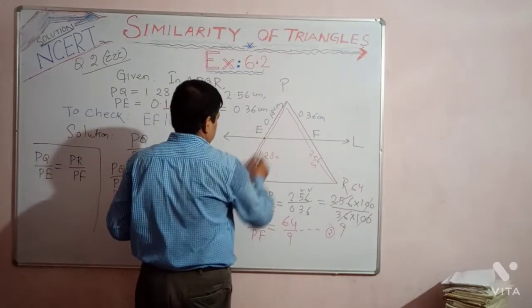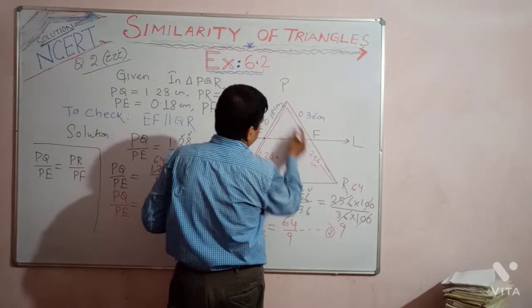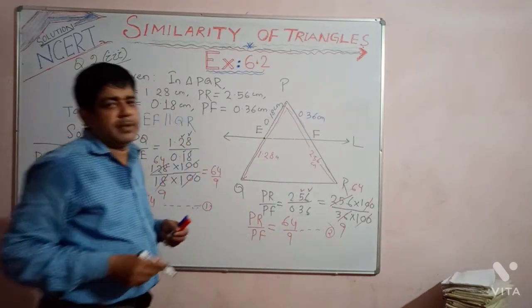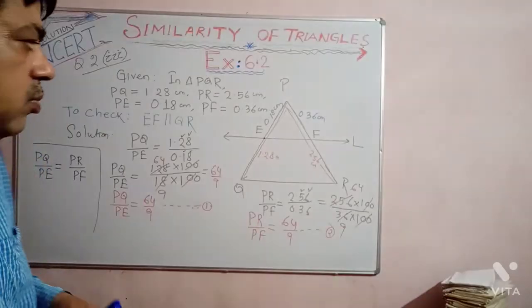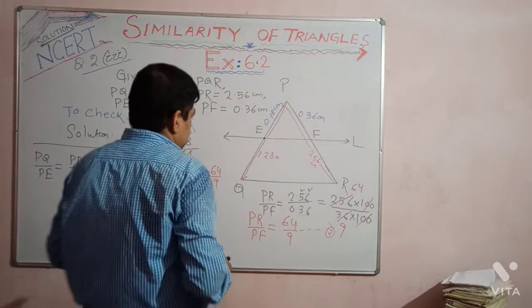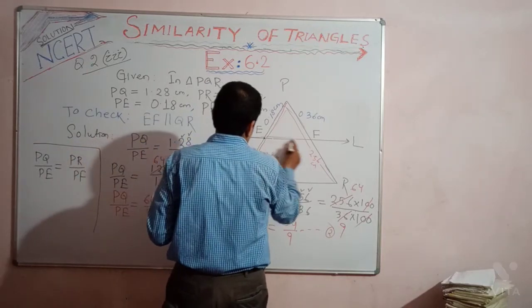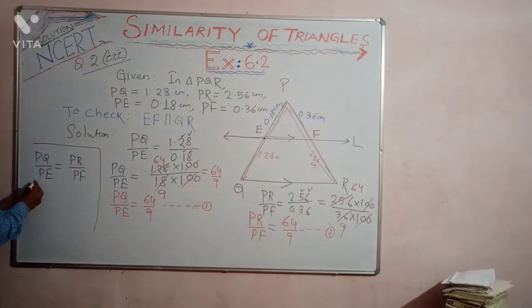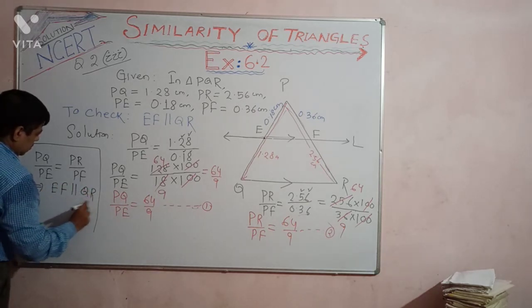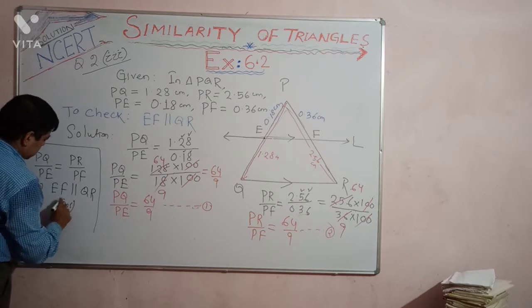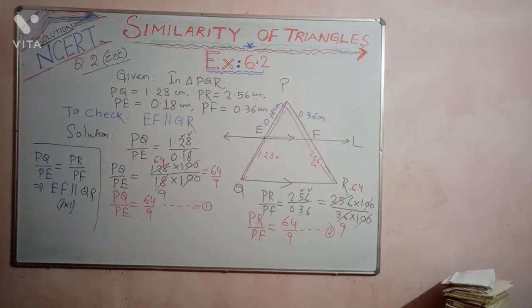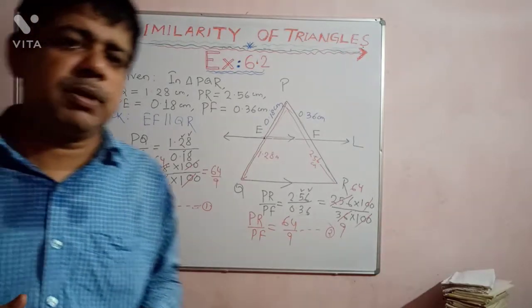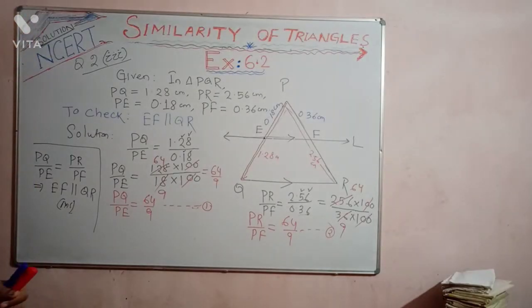Since PQ upon PE is equal to PR upon PF, this is the corollary of the converse of the basic proportional theorem. And that's why, since these ratios are equal, that implies we get EF parallel to QR. Understand? So the ratio of their corresponding parts are equal. That's why EF is parallel to QR.